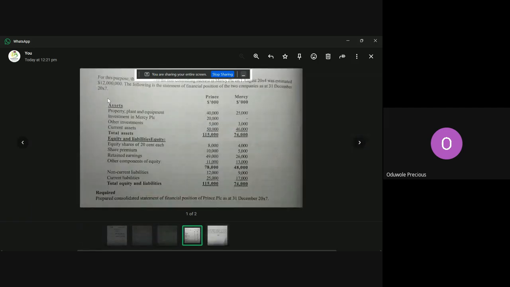So let's continue with the question. It now says, for this purpose, the fair value of the NCI in Mercy on 1st August 20x4 was estimated to be $12 million. The following is a statement of financial position of the two companies on the 31st December 20x7. So we have Mercy, we have Prince, and you have to prepare the consolidated statement of financial position of Prince PLC as at 31st December 20x7. So that is what we want to do. There's a lot of things in this question, but let's dive into this one after the other.